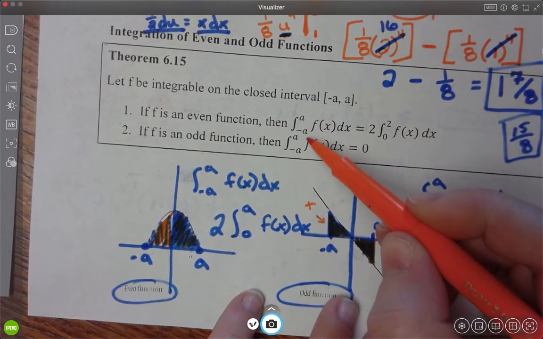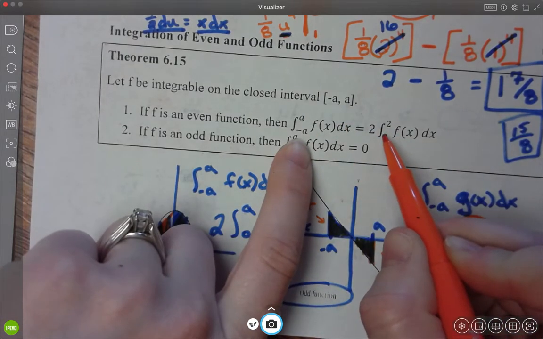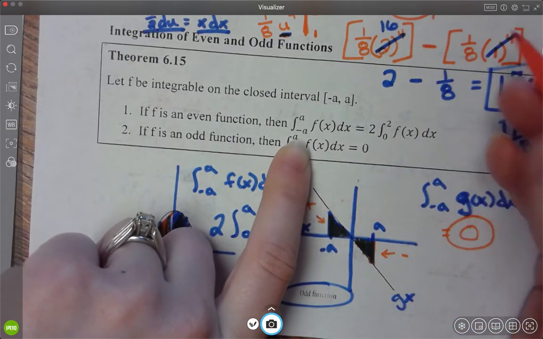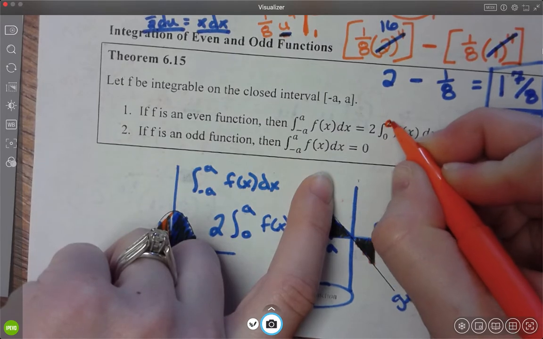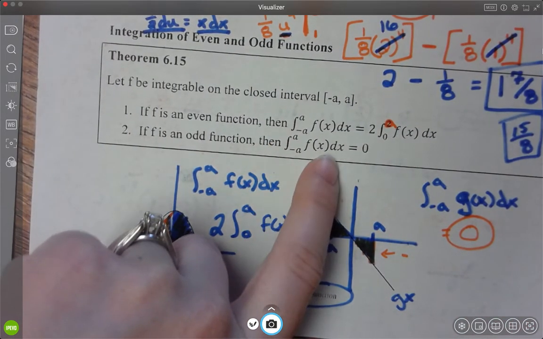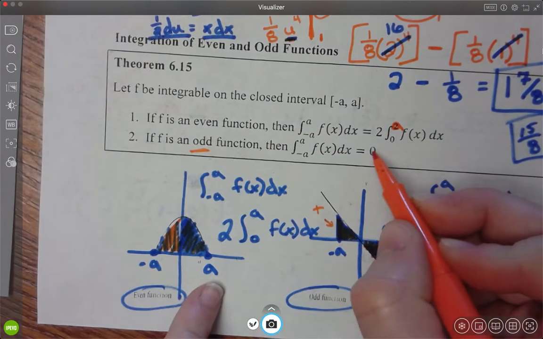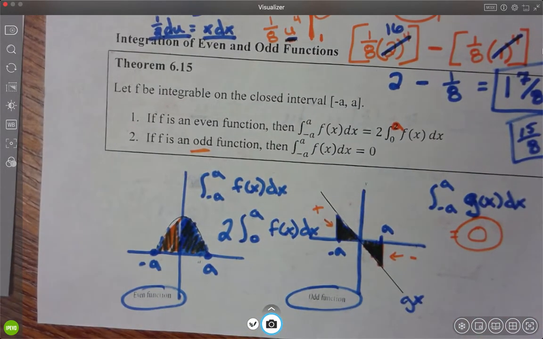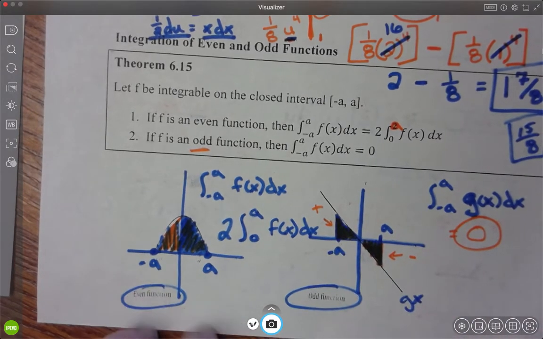Okay, so that's kind of what they're illustrating up here. If you're going from -a to a, you can just double that and go from 0 to a. I don't know why they wrote 2 up here, but 0 to a. Okay, and this one, if you're going from -a to a of an odd function, then those two pieces should just cancel out and it should be 0. So these are kind of just some shortcuts that you can use if you ever have an even and odd function that you have to do, and that's what they're talking about there, okay?